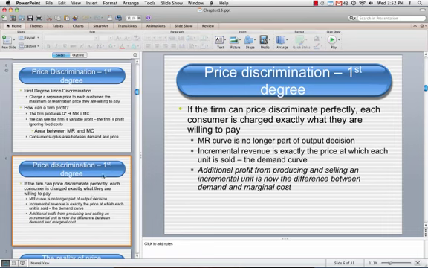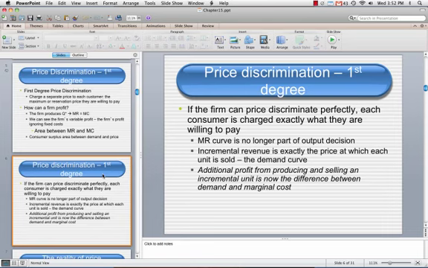So price discrimination happens in degrees. First degree price discrimination is often also called perfect price discrimination. In first degree price discrimination, every customer is charged a different price.